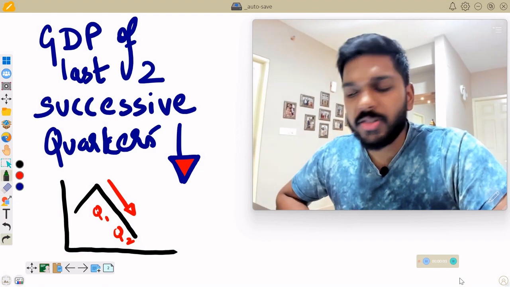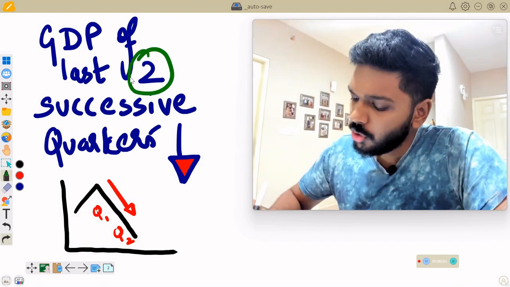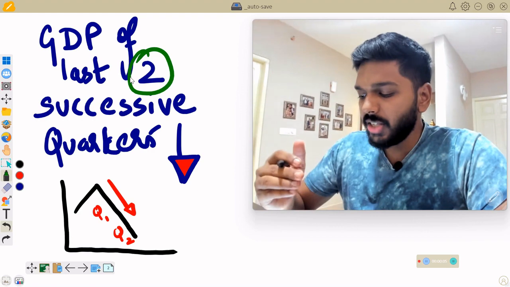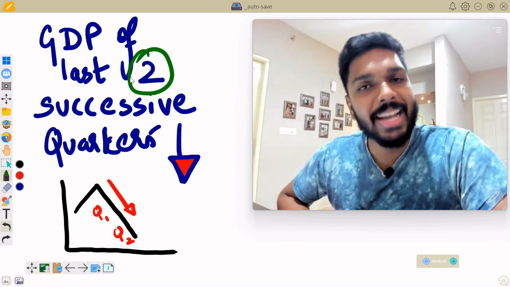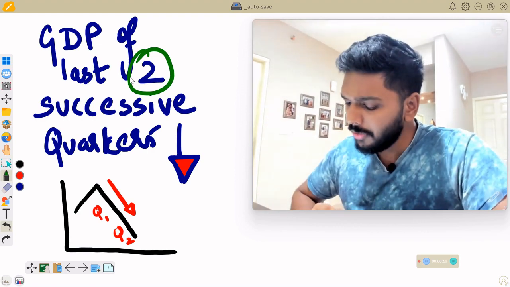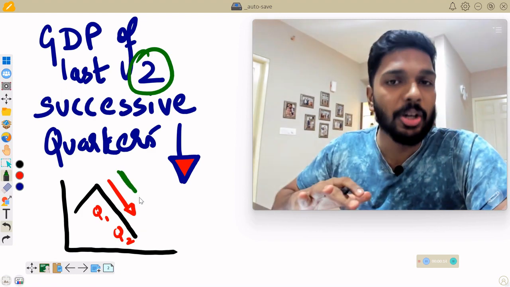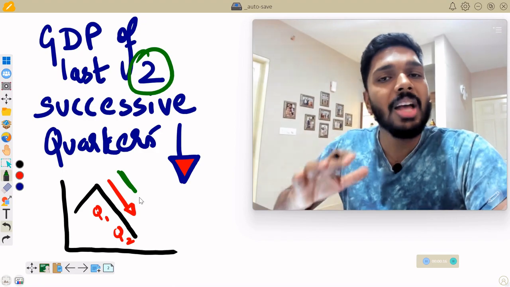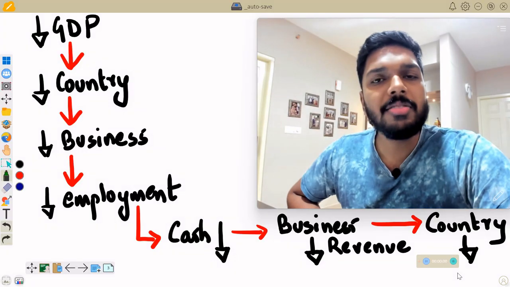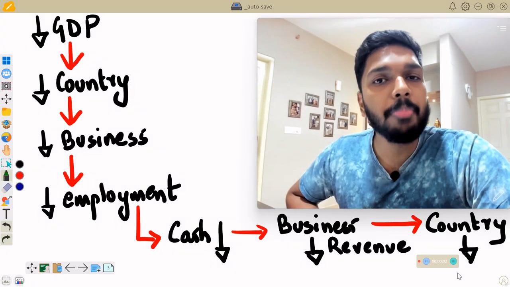Well, recession happens when the GDP of the last two successive quarters is below zero or indicates negative growth. As you can see in this graph, for both the quarters, GDP is coming down or it is below zero. And that is when recession happens. Now, once recession kicks in, let us see what all happens.